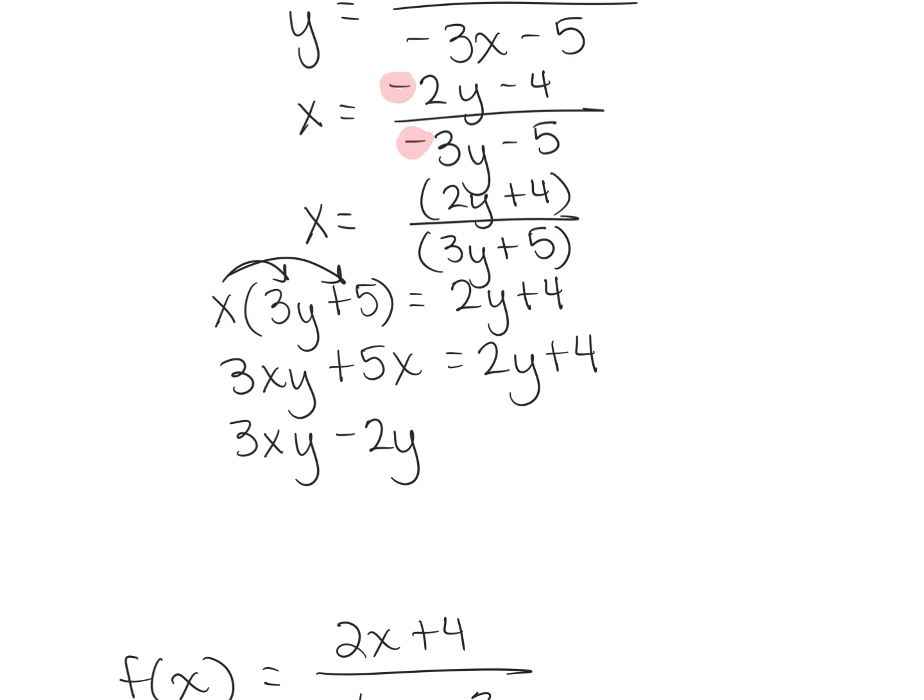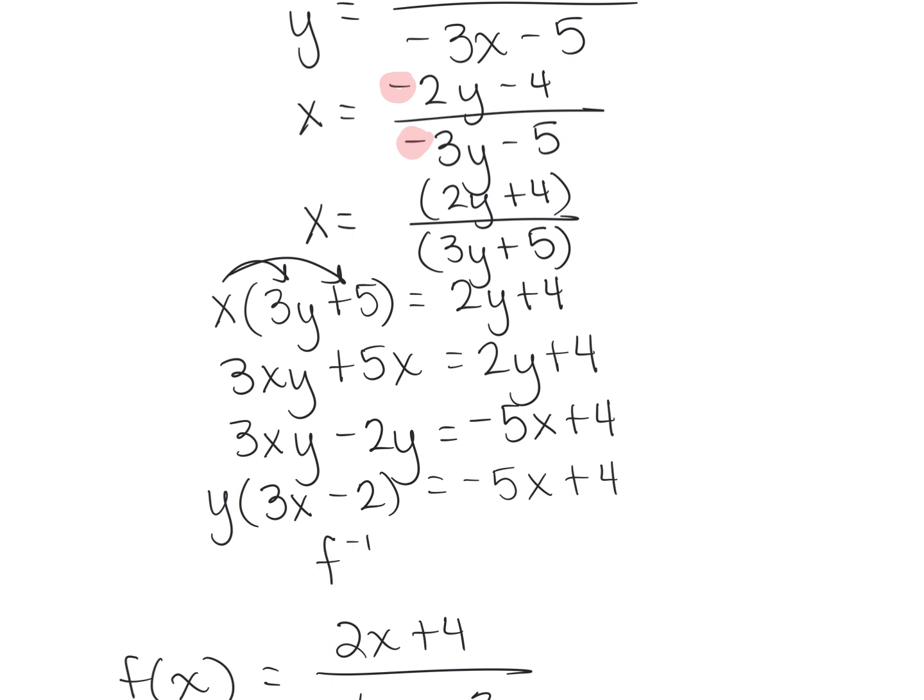So now I need to move the 5x term to the right side. So that's going to give me negative 5x plus 4. And now that I have the y's together, I can factor the y out. So that leaves me with 3x minus 2. And that's going to be equal to negative 5x plus 4. And at this stage, my last step is to divide both sides by 3x minus 2.